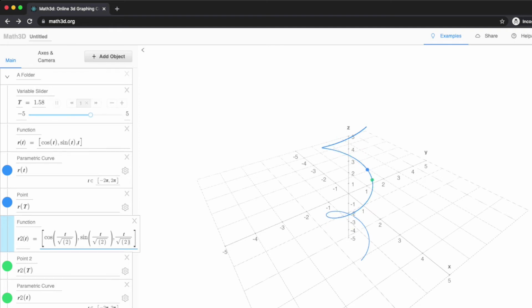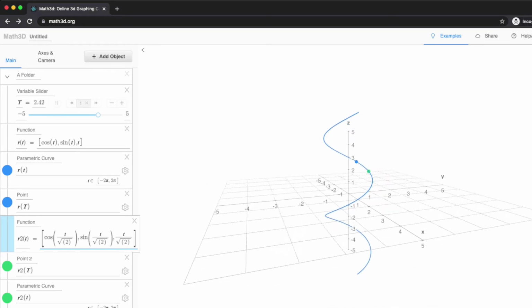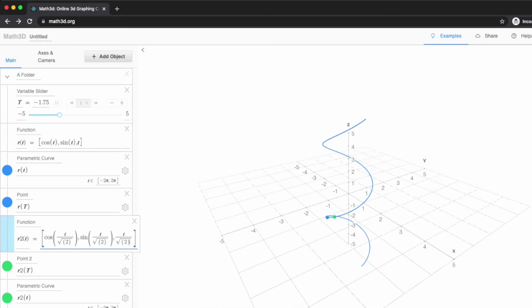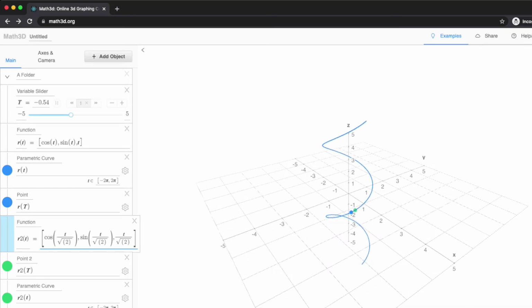And now we can see the green point is traveling slower than the blue one. And that's because the blue point is traveling at a speed of root 2, the green one is traveling at a speed of 1. And so we would call this parametrization here, this R2 parametrization, a unit speed parametrization of the helix. It's a re-parametrization of the helix, but in such a way that the particle is traveling along at a speed of 1.